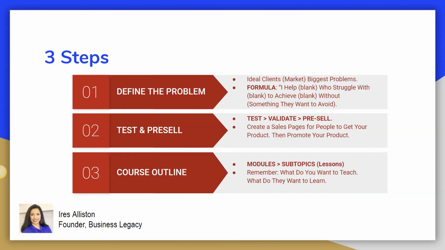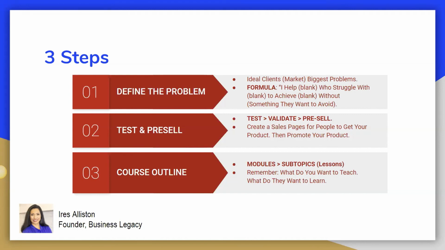Number 2 is about testing and pre-selling your idea before you even complete the entire course. Once you have that, I want you to create the sales page so people can actually get your product. They can start buying your product, and you constantly promote your product before you officially launch your course. If you happen to be a coach and you want to have one-on-one coaching or group coaching, make sure you give yourself enough time and your potential buyers time to think about whether or not they want to buy your program.